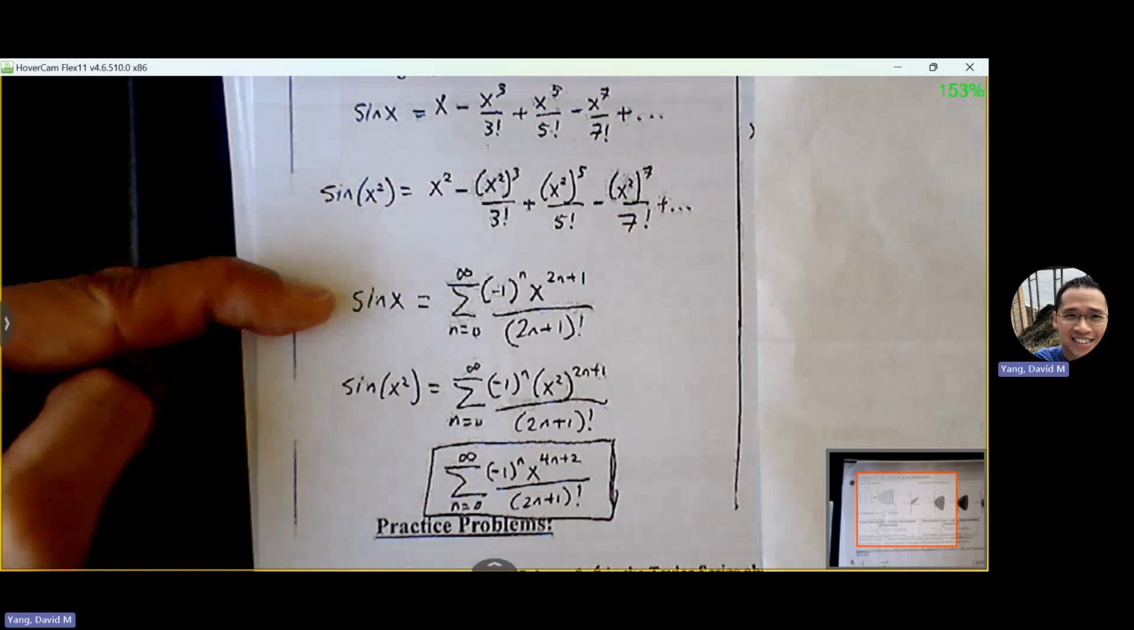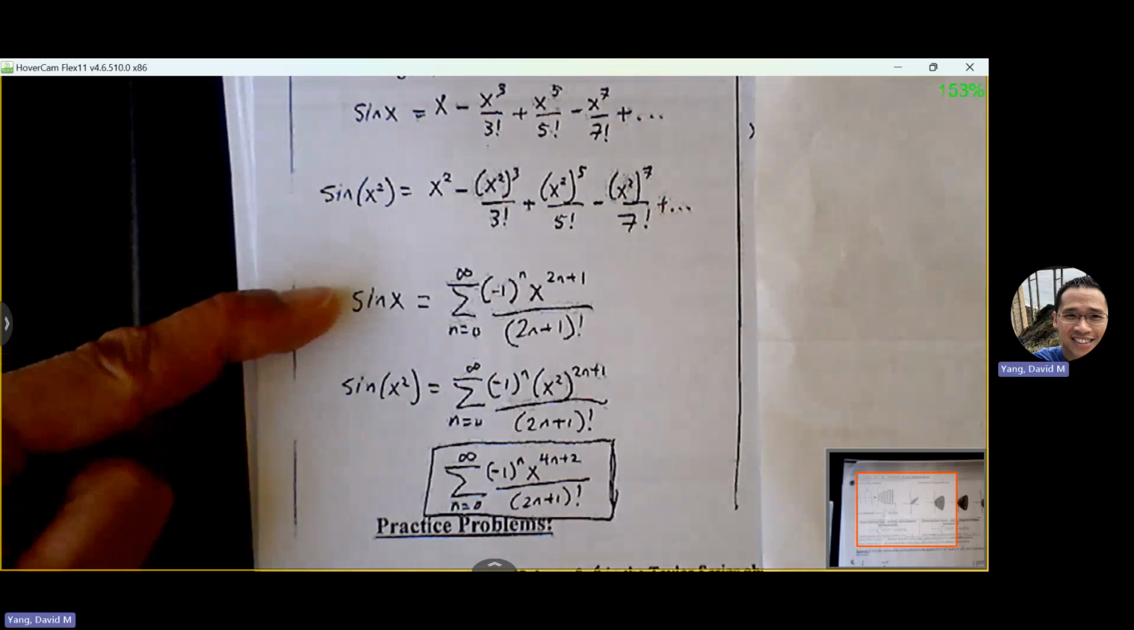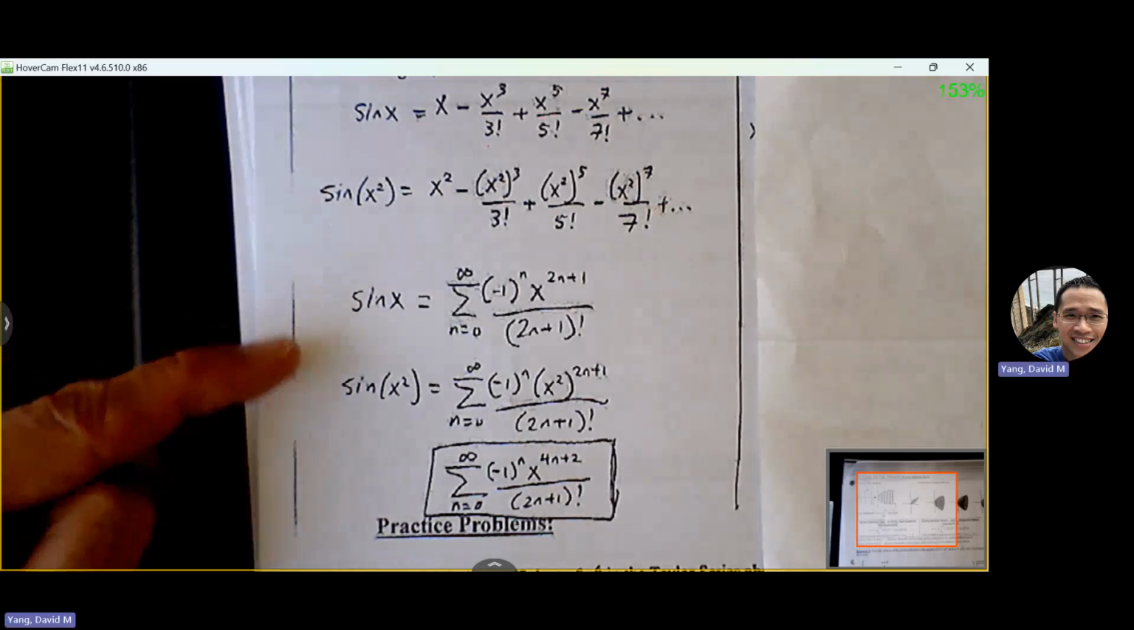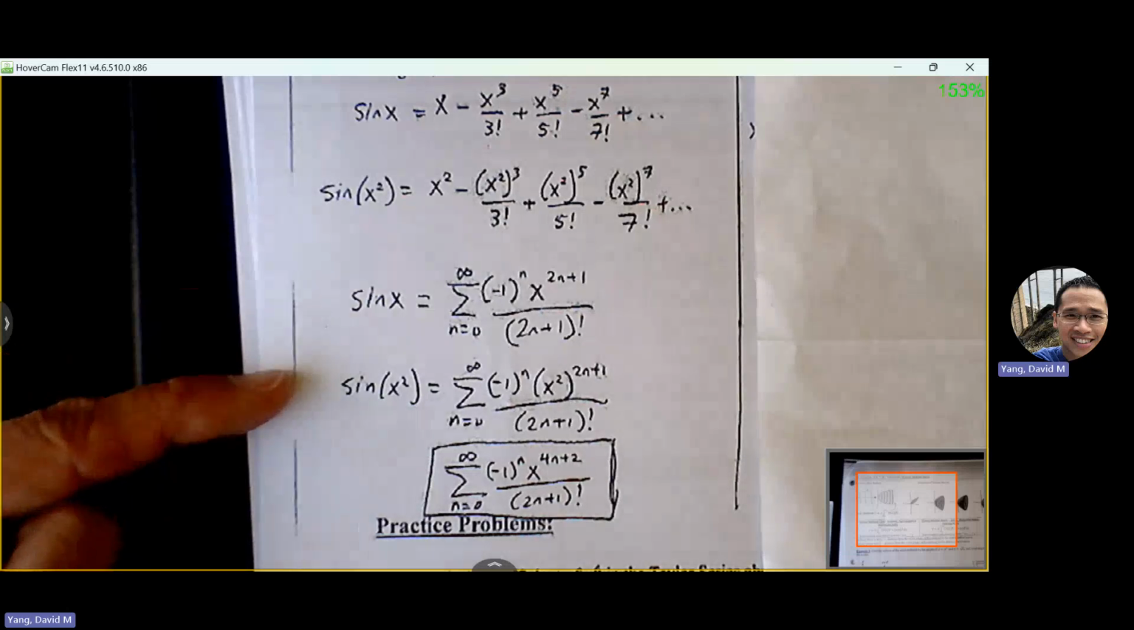So again, this is just based off of the general term that we've gone through on the worksheet. And we're just adapting, building our new general term from the one that we already have.